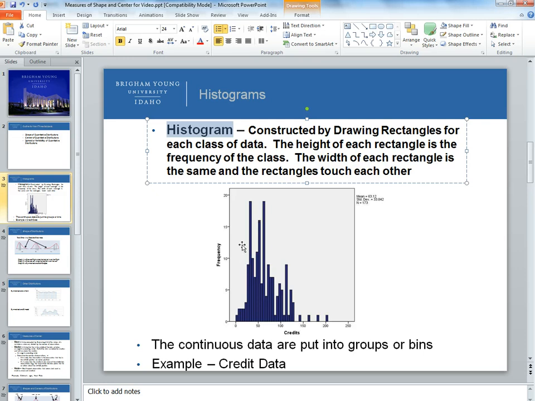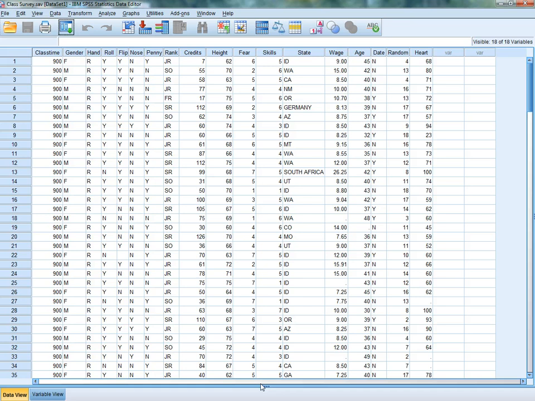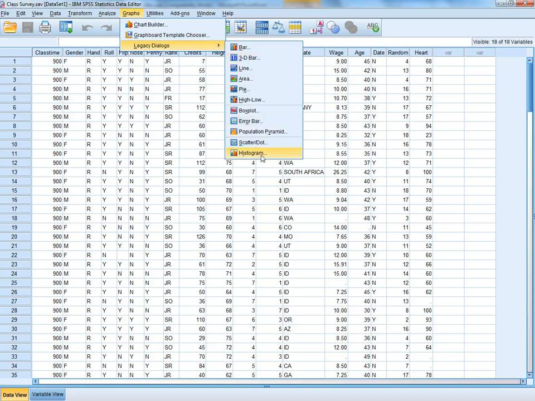And so what we do is we create these rectangles, the same width, and put them all together, and then we combine them so that we can look for the shape of a distribution. For instance, we can get a shape of a distribution in SPSS if we were to do Graph, Legacy Dialogs, and then Histogram.